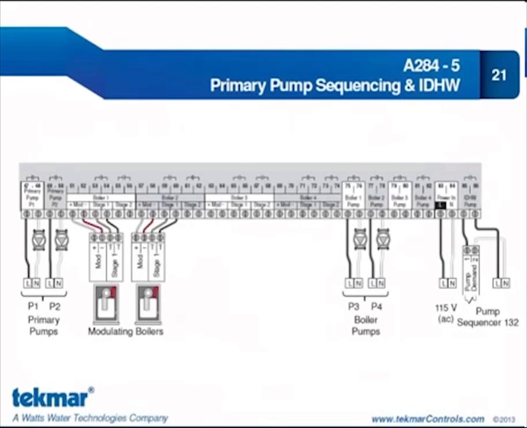Taking a look at the bottom half of the control for this application and starting on the left-hand side, you'll see we have our primary pumps, two of them because we are doing sequencing. We have two boilers that are being connected here, and they're both modulating boilers that require the modulating signal and the power enable through the stage one contact closure. We have our two boiler pumps connected. Of course, our line voltage in for power.